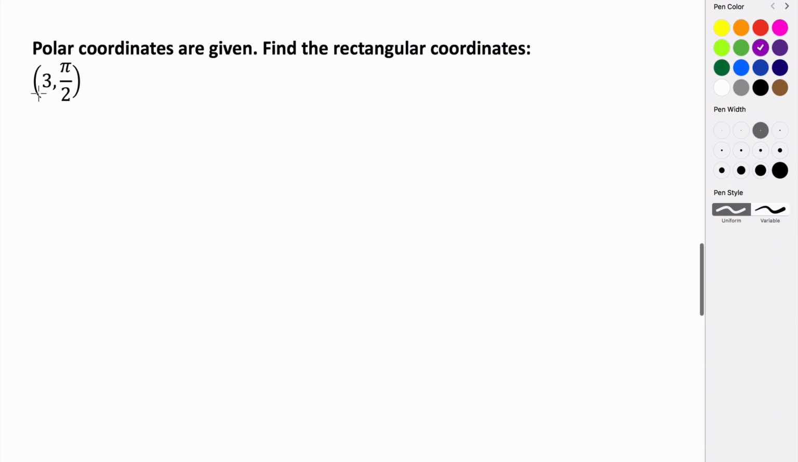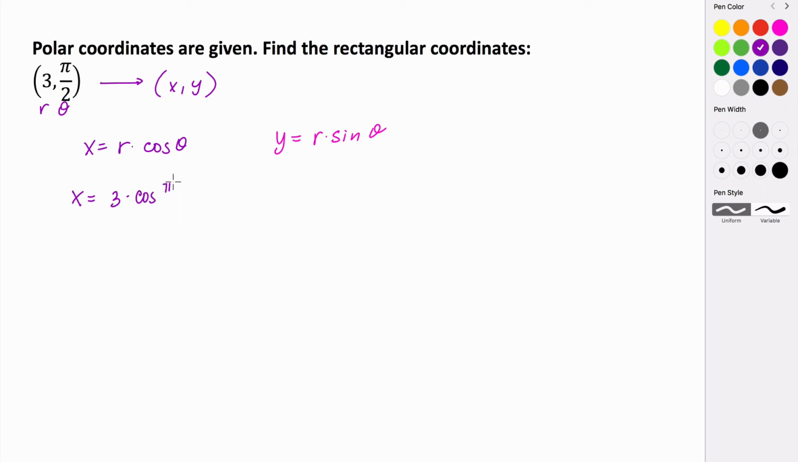So for this example, we're given the polar coordinates 3 comma pi over 2, and we want to find the rectangular coordinates. So again, remember, we want to take this and convert it into x comma y. We know that x is equal to r times the cosine of theta, and that y is equal to r times the sine of theta. So r and theta, to find my x coordinate, it's going to be 3 times the cosine of pi over 2. So this is 90 degrees.